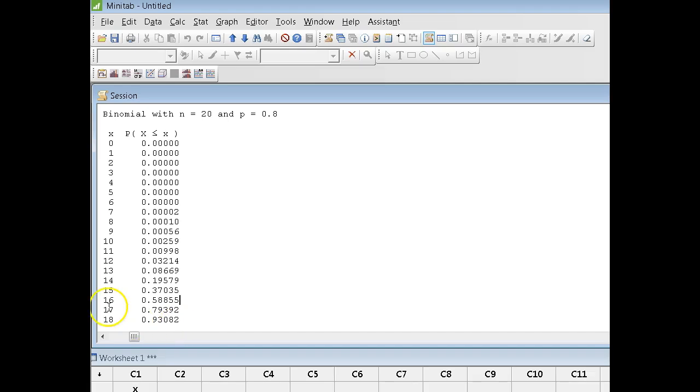So if I look at this one right here, 0.79392 is the probability of 17 or less. So in answering this question, all I need to know in part C of the problem is the probability of 16 or less, and subtract that value from 1. What will remain will be the probability of 17, 18, 19, and 20.